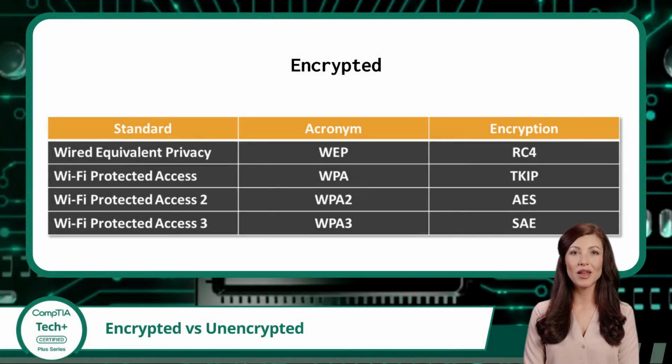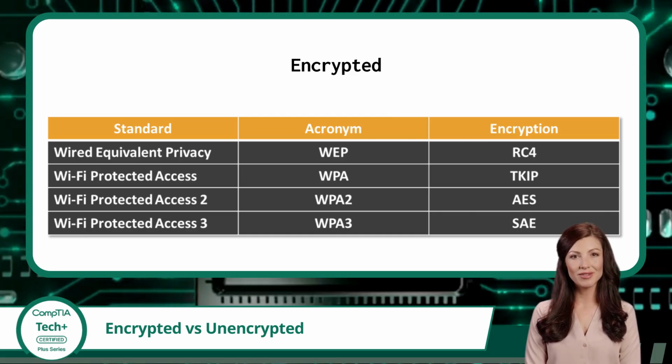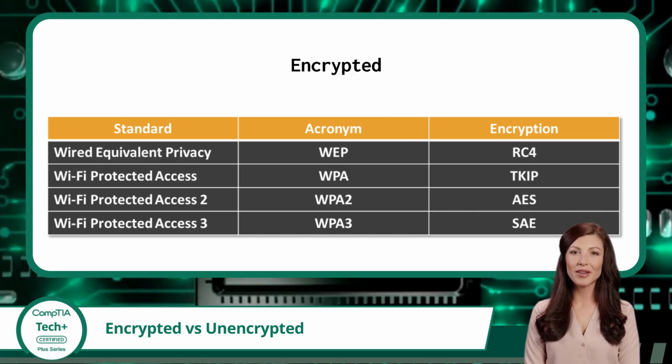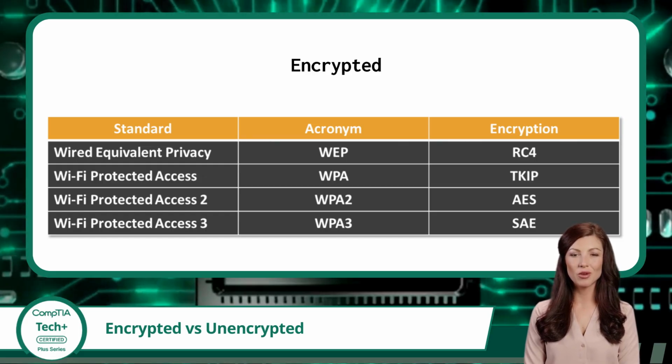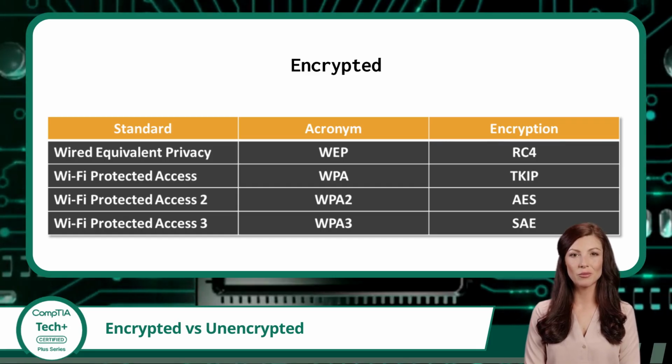Now that we have covered the unencrypted option, let's switch over to encrypted networks. We will be covering 4 key encryption standards: WEP, WPA, WPA2, and WPA3. Now, as I briefly work my way through these 4 wireless encryption standards, use the table behind me to keep yourself organized. I will start at the top and work my way down. First up, we have WEP, or Wired Equivalent Privacy.